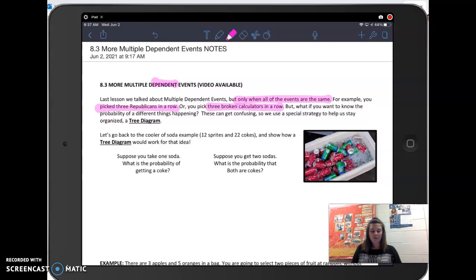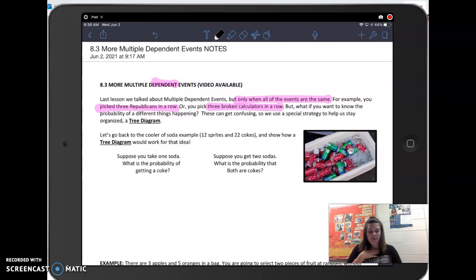But what happens if we want to see if different things happen on different events? So, for example, what if it was a Republican and then a Democrat and then a Republican again? What if it was a broken calculator, then a working calculator, and then a working calculator? So we're going to talk about what these patterns look like when we have different events happening, but they're still dependent. All right, so the way we're going to do this is we're going to look at a tree diagram. And we've done these before, so hopefully this is nothing too complicated for you.